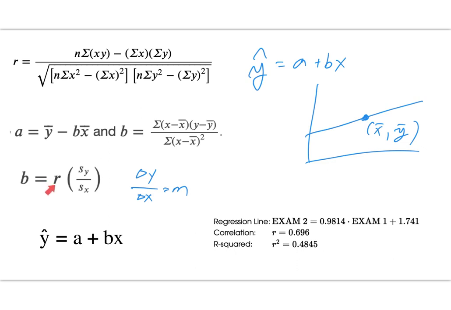If r is 0.9, then 0.9 of the variability in y over the variability in x is associated with what's going on in my equation. Ours was 0.696. And then there's the equation. Oh, I rewrote it up here again. Y hat equals a plus bx.